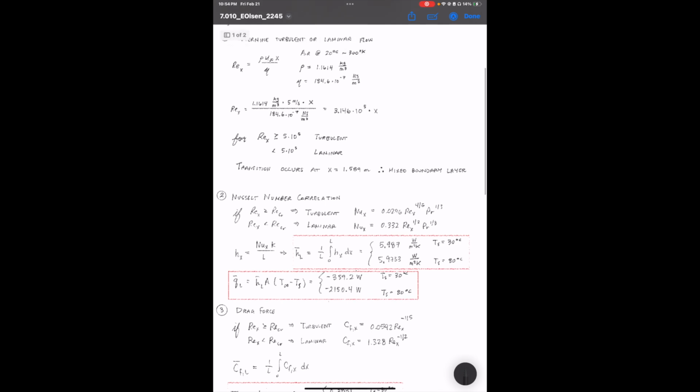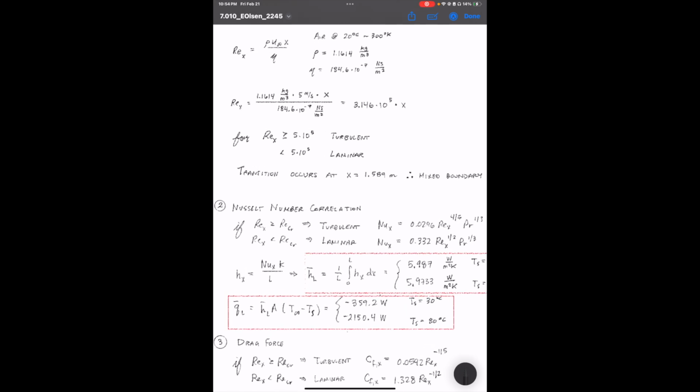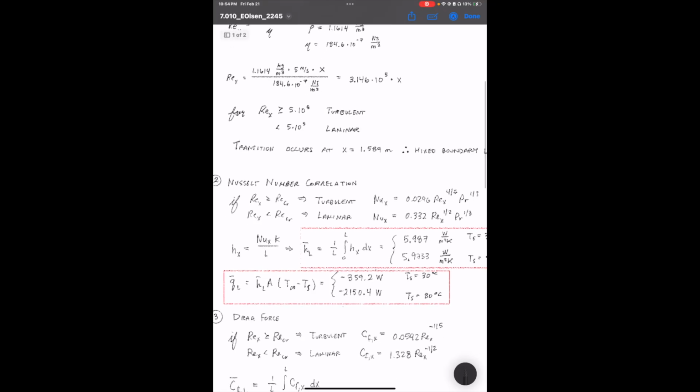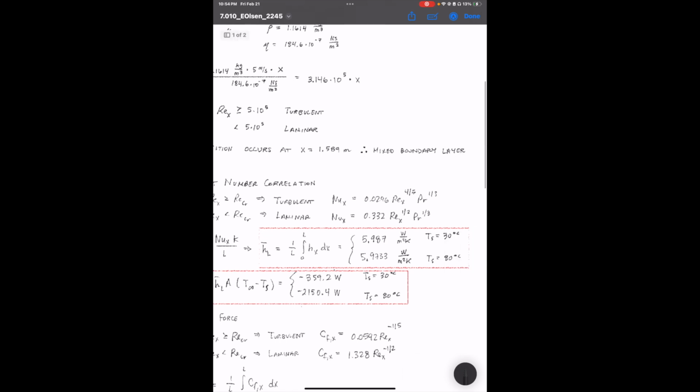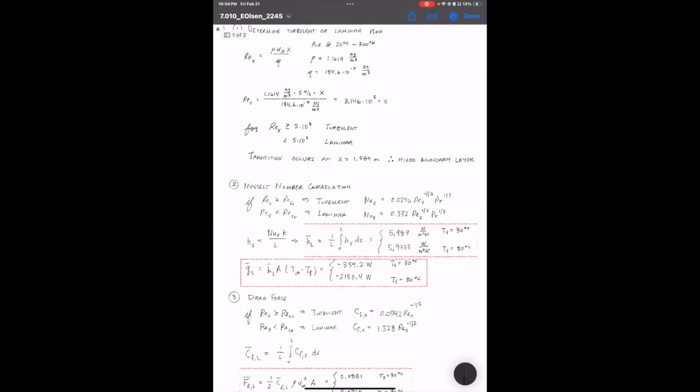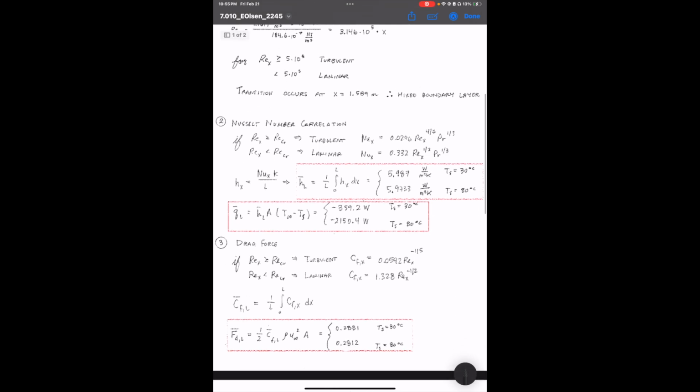And so we can calculate where the transition between laminar and turbulent flow is going to occur along our 2 meter plate. And that turns out to be at 1.589 meters. So that's around 75% of the plate length. So you could potentially just assume that it's all going to be laminar flow and get an estimated solution. But I went for just assuming it's a mixed boundary layer between laminar and turbulent flow. So you would evaluate your convection coefficient at every single point, whether it's laminar or turbulent. In my case, using MATLAB.